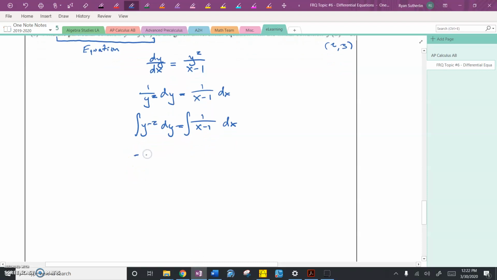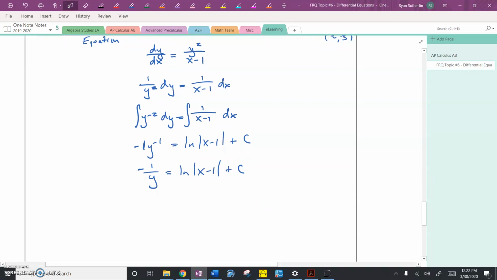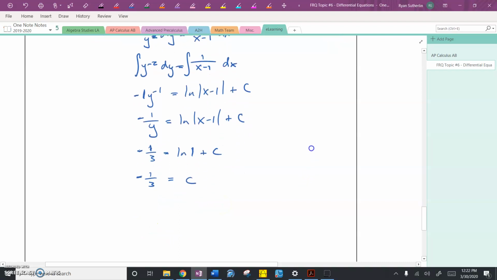So I would have negative 1 times y to the negative first. And on the right-hand side, I have natural log absolute value of x minus 1 plus c. Don't forget your constant of integration. So this would be negative 1 over y equals natural log absolute value of x minus 1 plus c. Now I can plug in the given condition to find the value of c. If I do that, I get negative 1/3 equals natural log of 1. Notice the absolute value can go away because the absolute value of 1 is 1. And then natural log of 1 is 0. So I have negative 1/3 as my c value.